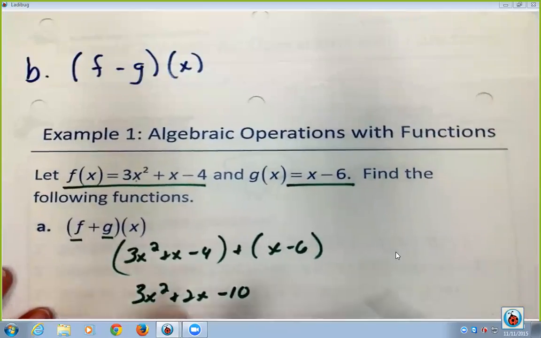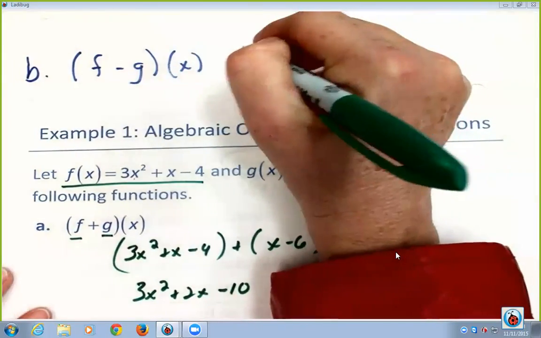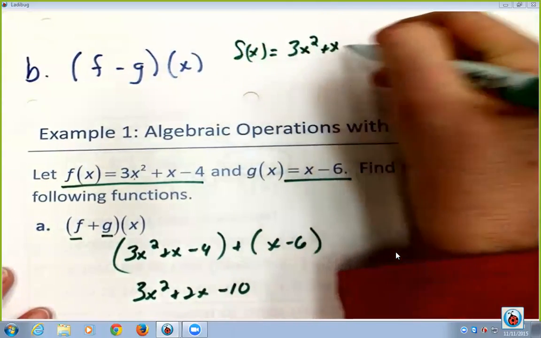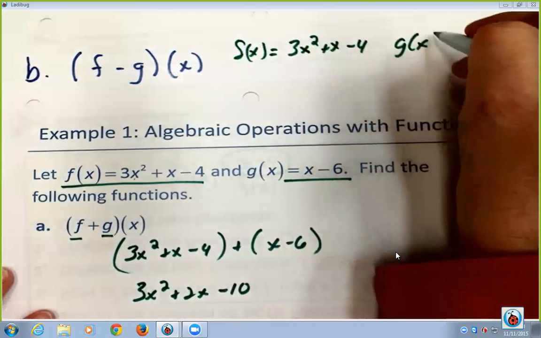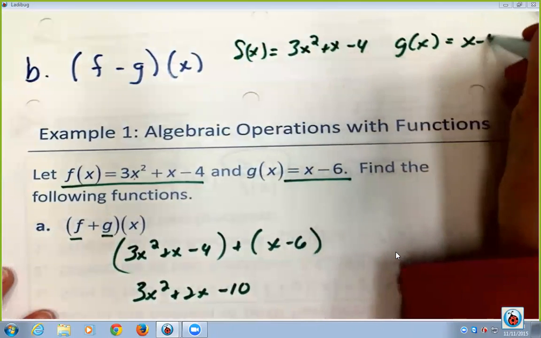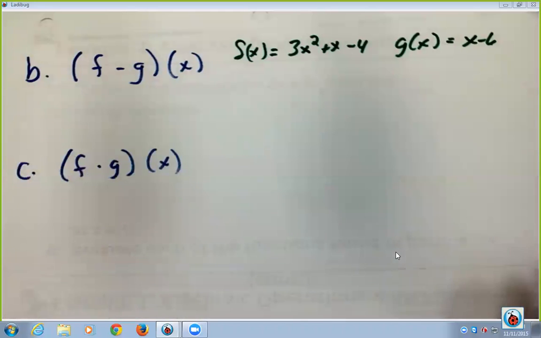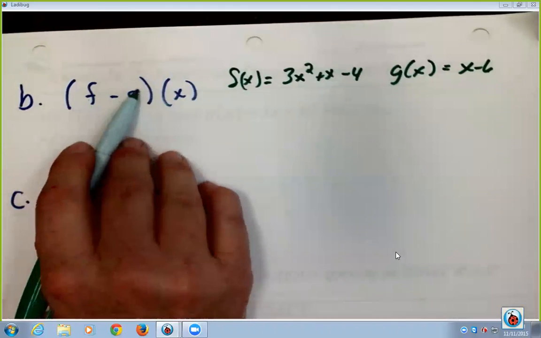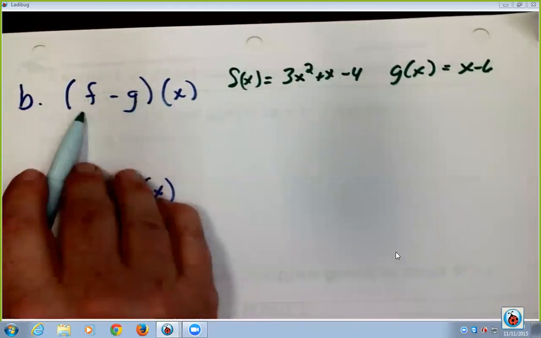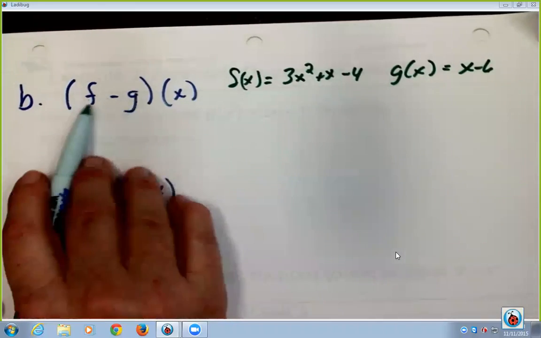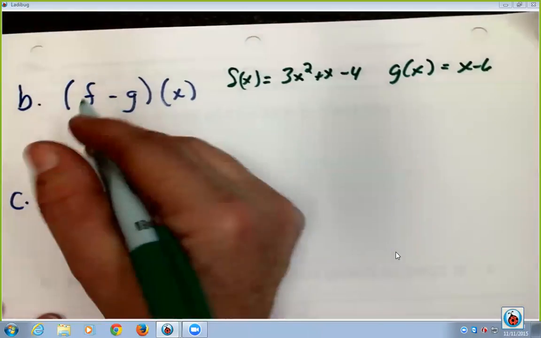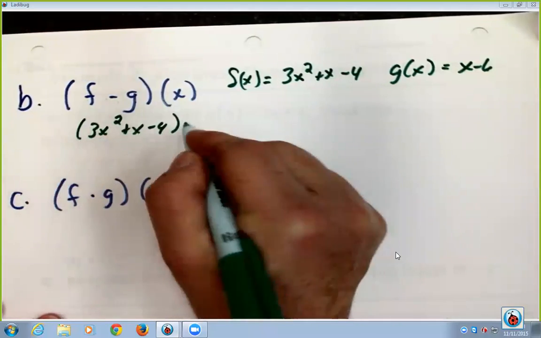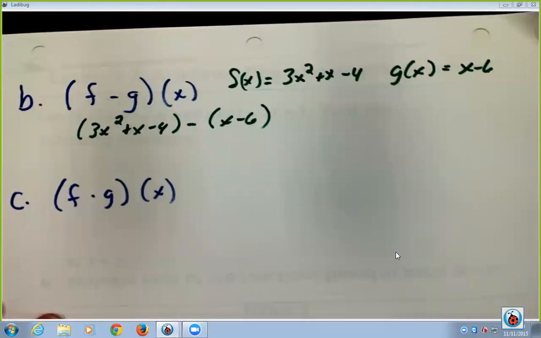And then the next one, it says to subtract these two. So f of x is equal to 3x squared plus x minus 4. And g of x is equal to x minus 6. So we have to have those two so we can end up doing what we have to do here. So this says f minus g. Now, if it had g minus f, we would have to be real careful and make sure that you put your g part first and your f part second. So what this means is I got 3x squared plus x minus 4 minus x minus 6.